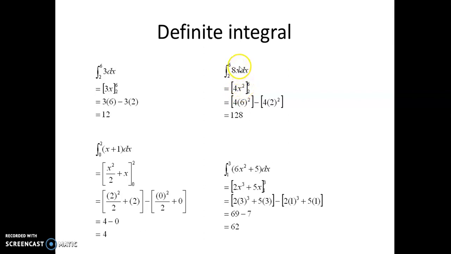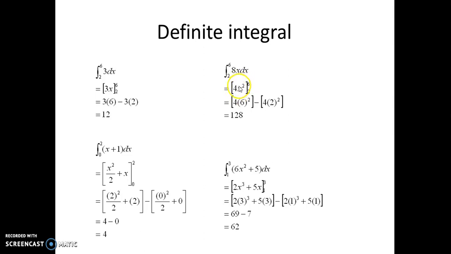So I know that because I would say 1 plus 1, n plus 1. That would give me 2. And then remember, you would say this coefficient times 1 over n plus 1, and n plus 1 was 2. So 1 over 2 is a half times 8. That gives you 4. So hence you have 4x squared. Remember, this is your antiderivative.